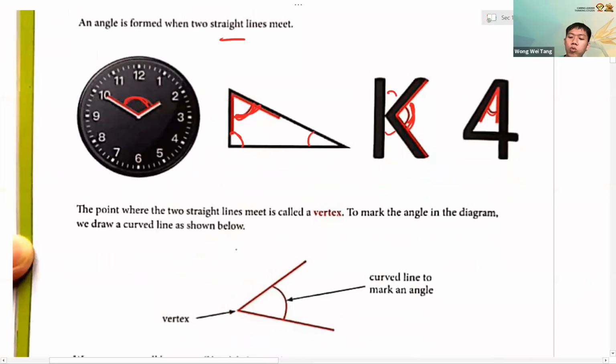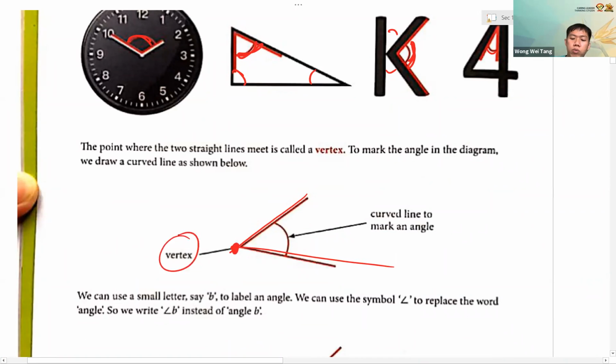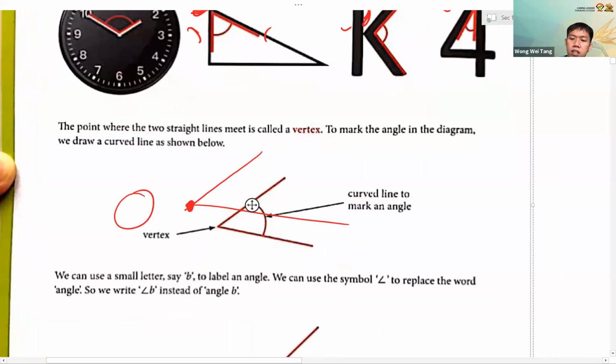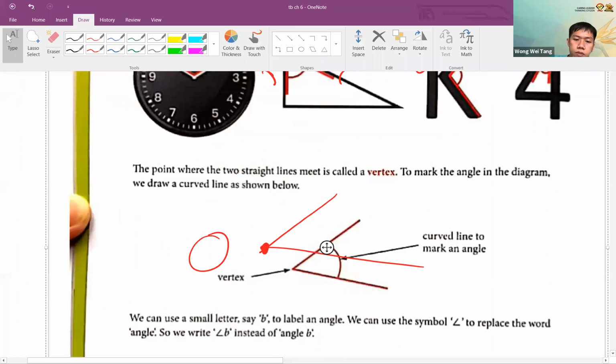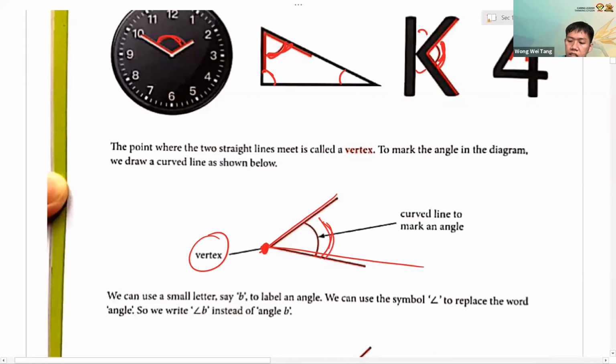Now, when two straight lines meet, this point where they meet is called a vertex. You don't need to know how to spell it. You just need to know that it is called a vertex. Then we draw a curve. We draw a curved line as such. Over here, this curved line indicates that we are looking for an angle.